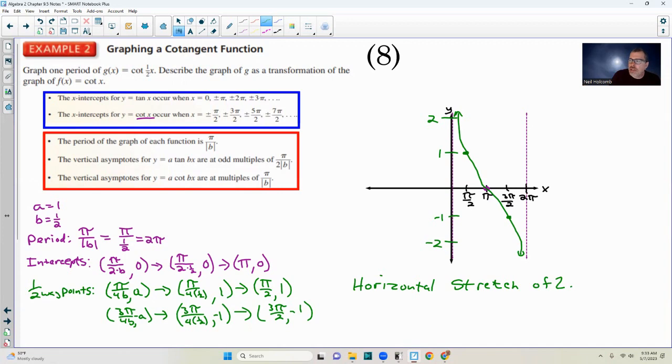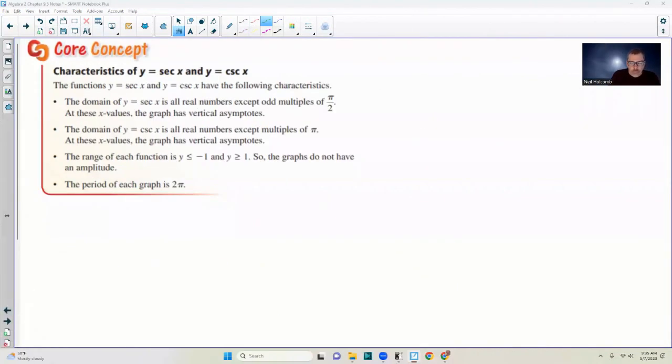Now try exercise 8. Okay, another core concept, characteristics of secant and cosecant. So the function y equals secant x and y equals cosecant x have the following characteristics. The domain of secant is all real numbers except odd multiples of pi over 2. There's a vertical asymptote there. The domain of cosecant is all real numbers except multiples of pi. At these values, the graph has vertical asymptotes.